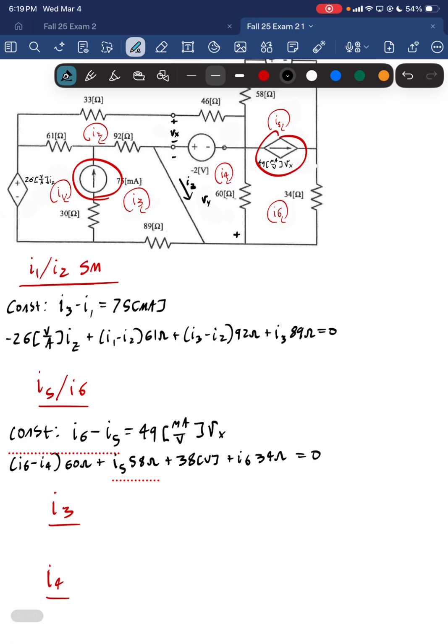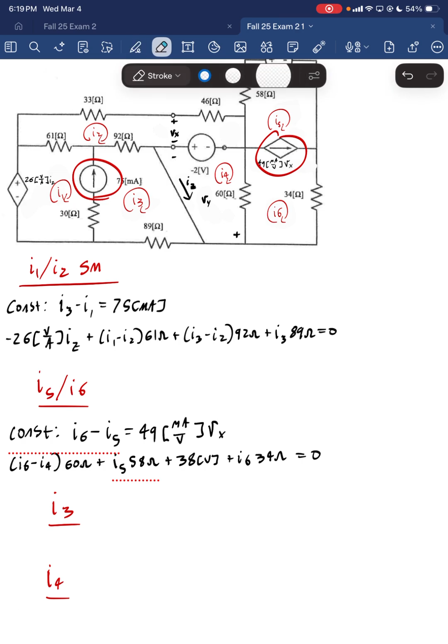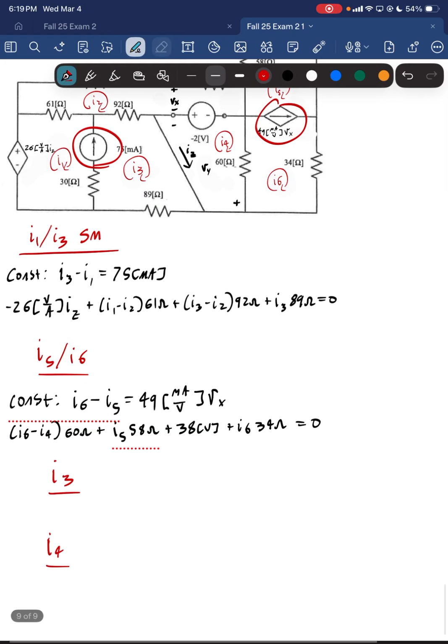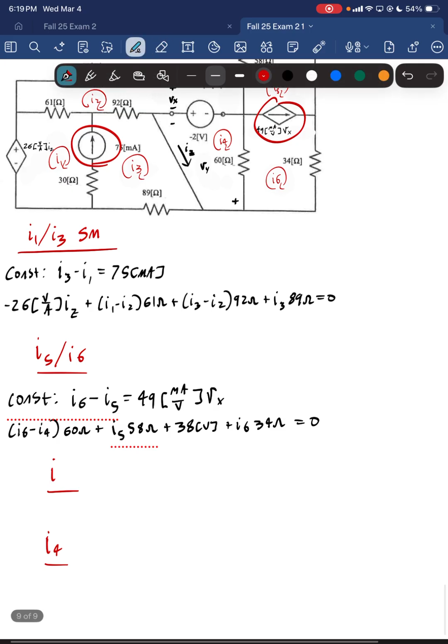Oh, wait. This is wrong. The first super mesh is for I1/I3. So we're missing I2.